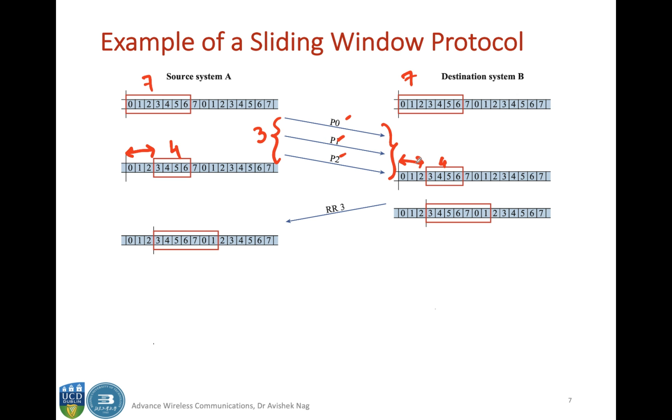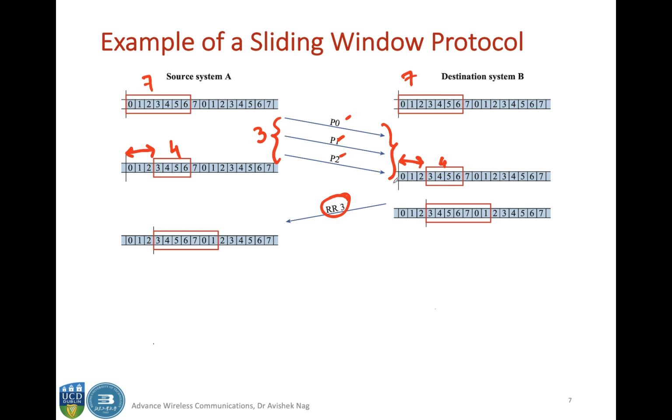Now let's say the receiver, after receiving all these 3, sends an acknowledgement RR3. RR3 means receive ready 3. RR is a kind of acknowledgement which is part of this ARQ mechanism. If you are actually receiving some packets, then you send this positive acknowledgement that the packets have been received. You can see that the last PDU received was P2.